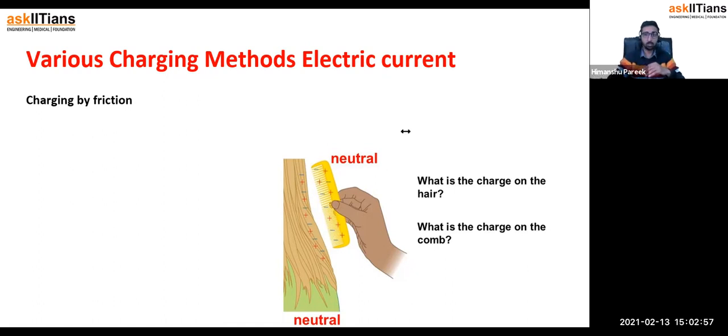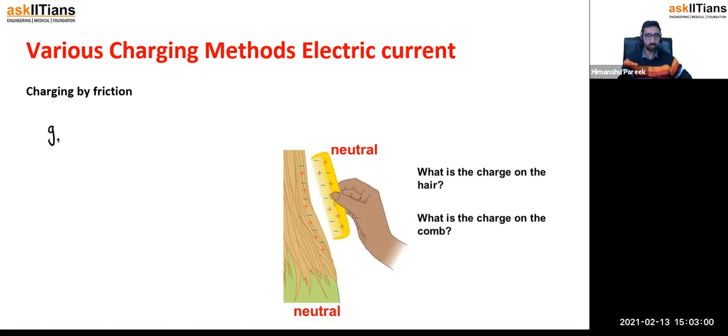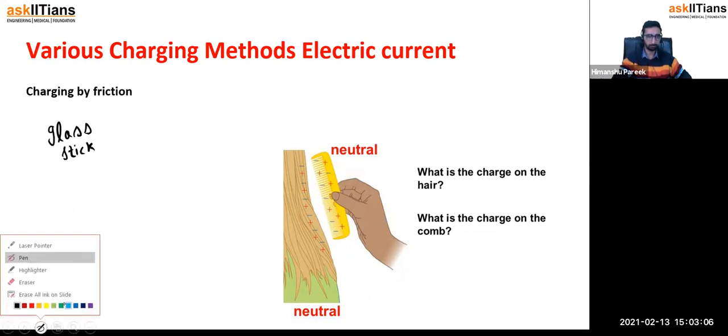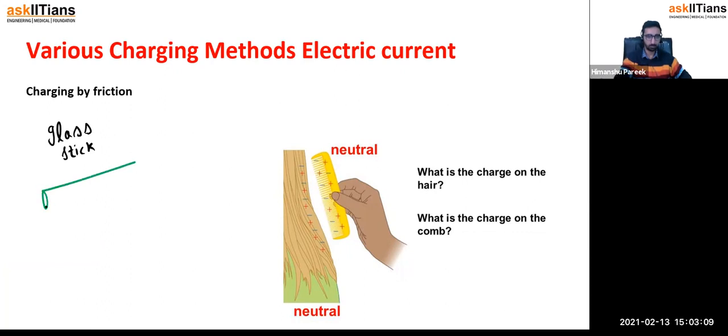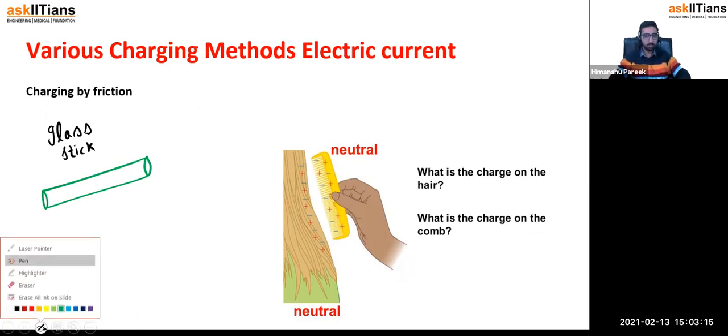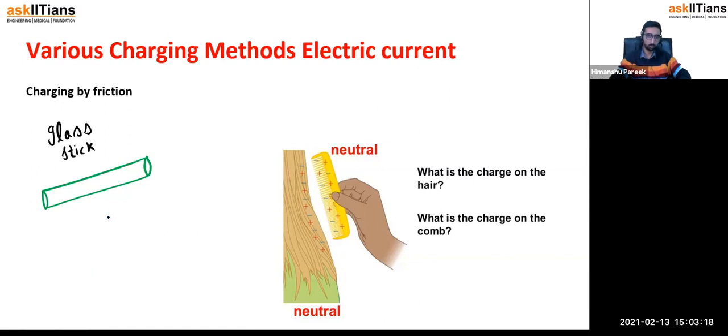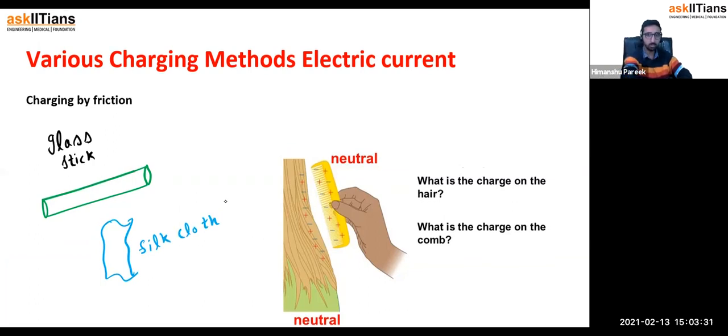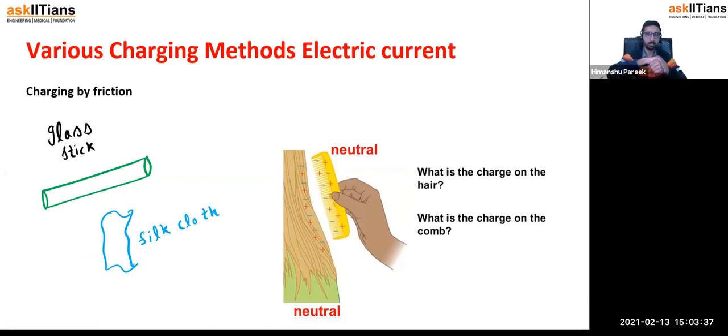Okay, so this example is about a glass stick. Suppose we are having a glass stick. And this glass stick, I am going to rub with a silk cloth. So I'm having one silk cloth. Okay. So basically, I have two things: the glass stick and the silk cloth. Now, what will happen if I rub this silk cloth and glass stick together?